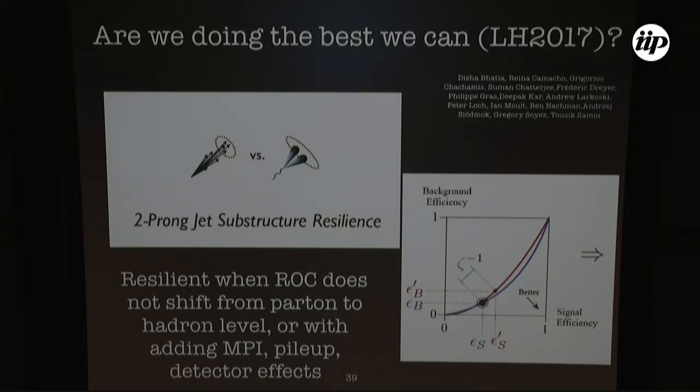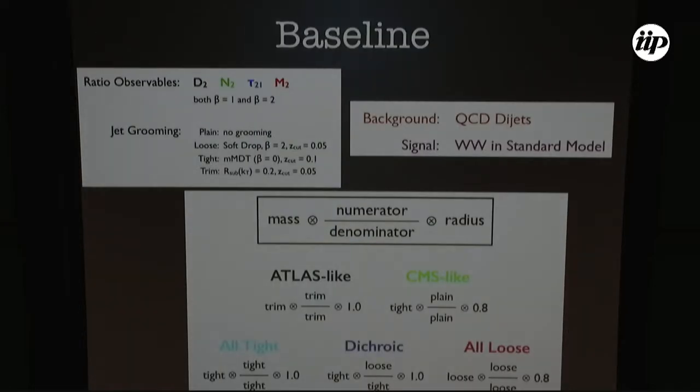But we define another criterion, which we called resilience. Essentially, if we have a ROC curve for truth level and a ROC curve for detector simulation, and the ROC curve doesn't really move, corresponding to the same cut value of the same variable, then it's very resilient. If they move, the resilience gets worse the farther they move. So that's the intuitive picture of the resilience we defined. Then we looked at what ATLAS and CMS are doing and some other combinations.